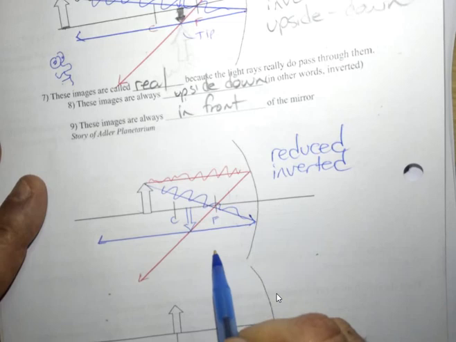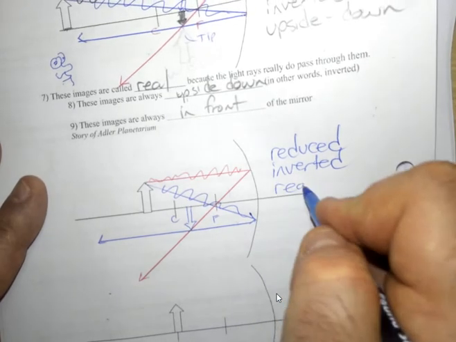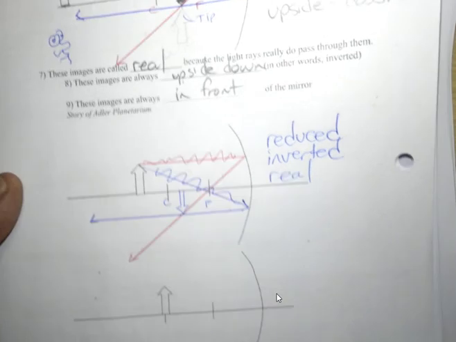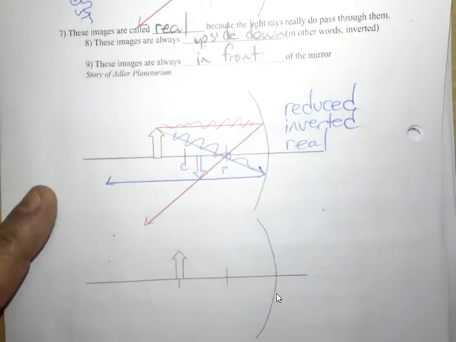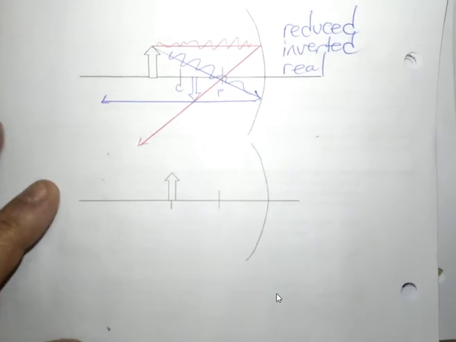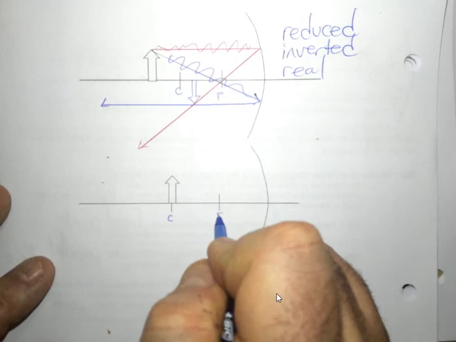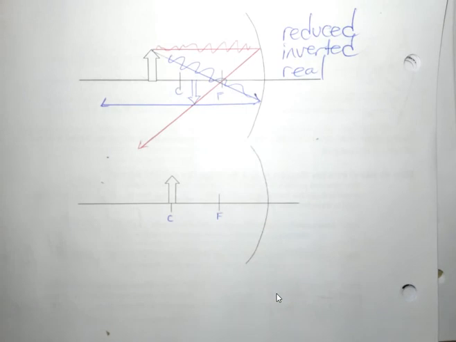Light rays are really, truly passing through this spot, and so it is still a real image. The location is a little bit farther away though, farther from the mirror. Okay, here, the next one, we actually have the object right at the center of curvature. This is going to result in something slightly particular.